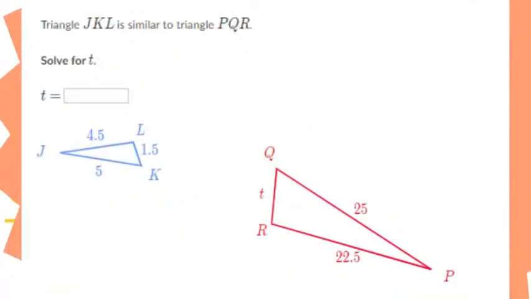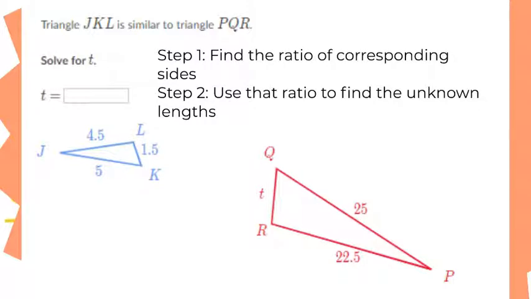A problem you might see when asked about similar triangles is one like this. Triangle JKL is similar to triangle PQR. Solve for T. So we are asked to find the missing piece in triangle PQR. The first step would be to find the ratio of corresponding sides, and the second step is to use that ratio to find the unknown length.